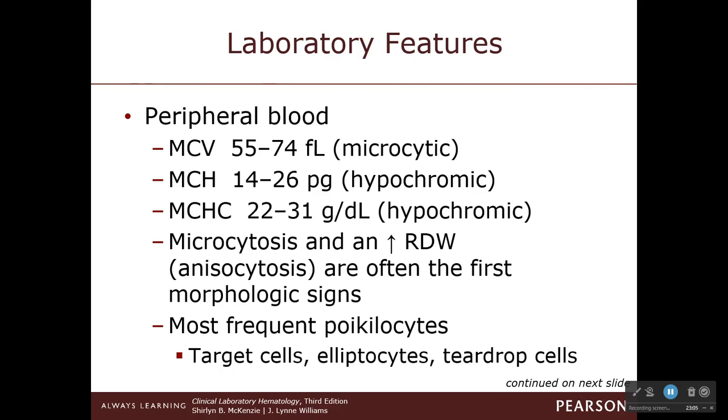80 to 100. Okay, MCH and MCHC. MCHC is going to be the one that we look at most of the time. Of course, we're going to get the others, but we look at this one. Anything less than what? 16.